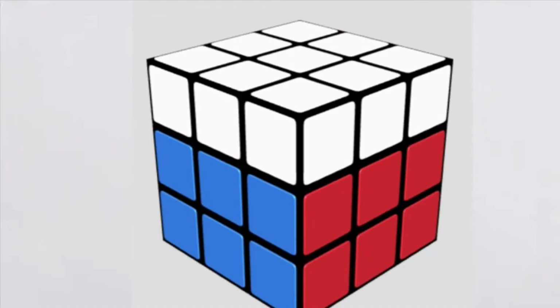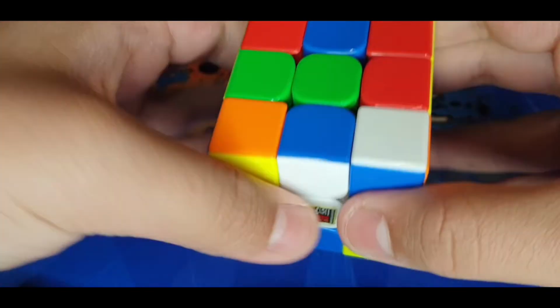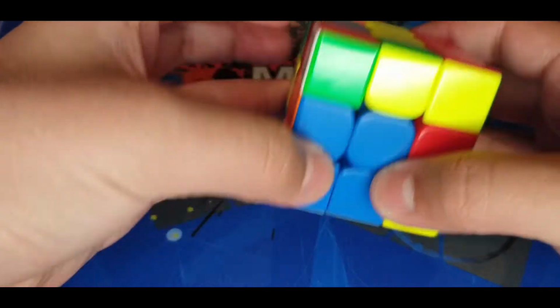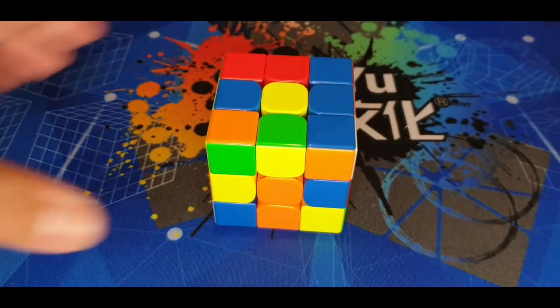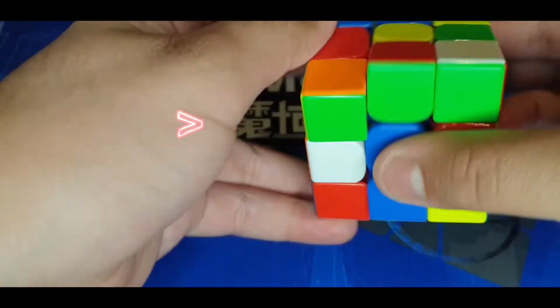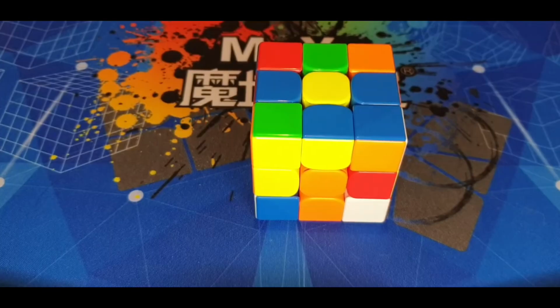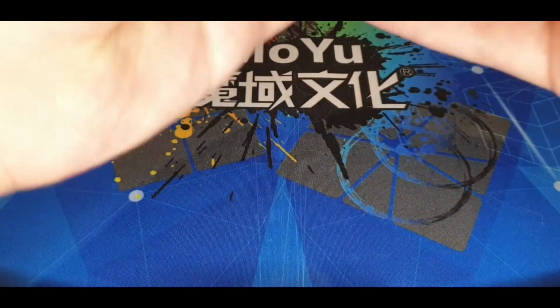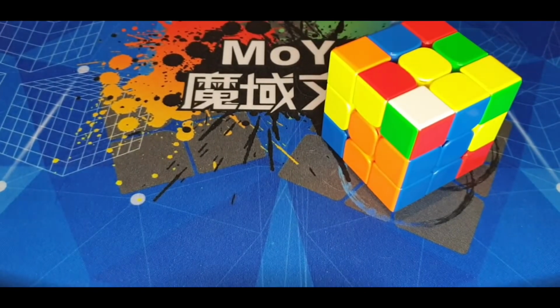This method was created by Jessica Friedrich. It focuses on using algorithms to get faster. The method starts with making a cross, then inserting the corner and edge at the same time. In the beginner's method, you are taught to do them separately, first solving the corner, then solving the edge. The insertion of the corner and edge is known as F2L, first two layers.